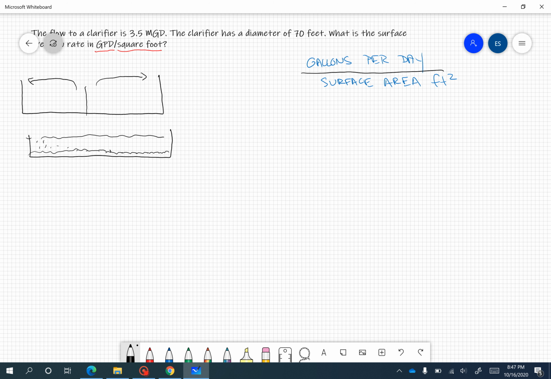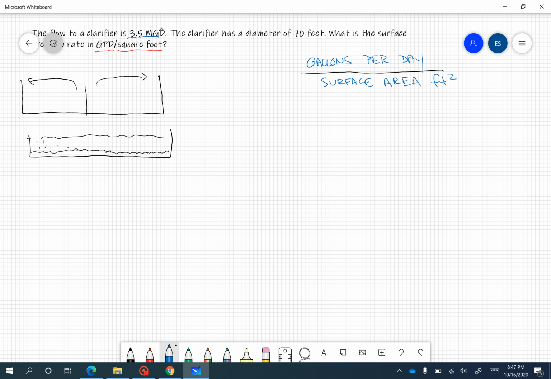So in order to do that, you need to have enough surface area. The tank has to be big enough to allow enough time, depending on how much water is flowing into the tank, for that settling to take place. So all these problems are pretty much the same, and they should be pretty easy. But let's go ahead and work through this one real quick. So gallons per day per square foot.